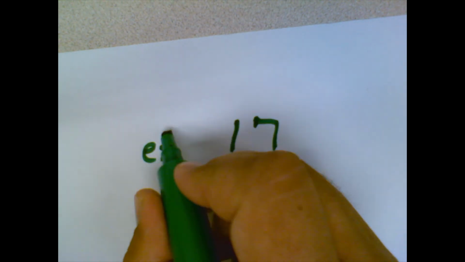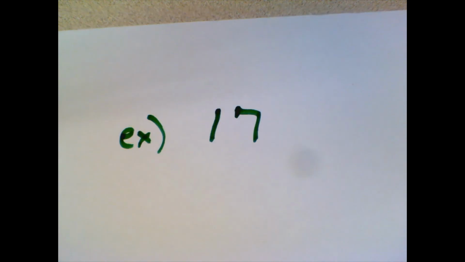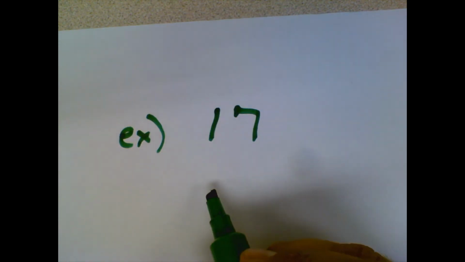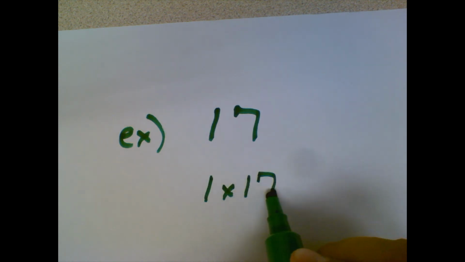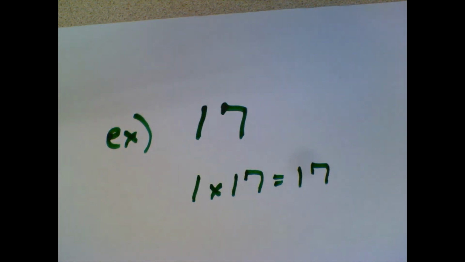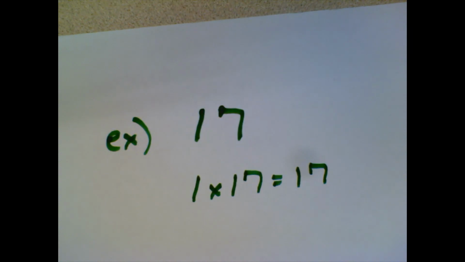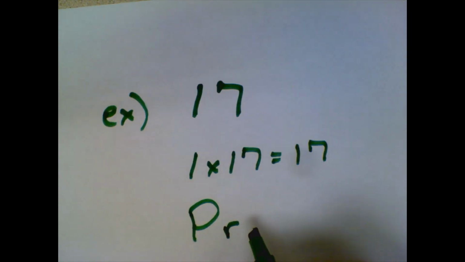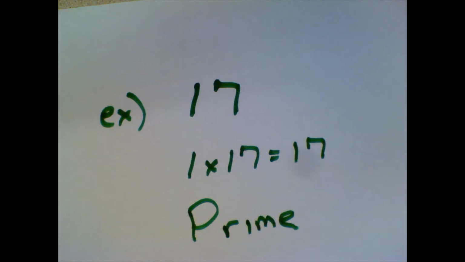However, let's look at the number 17. Can you think of a way to multiply numbers together to come up with 17? Besides 1 times 17, I think you'll probably have a hard time to come up with them. So this would be considered prime. The number 17 is prime because the number 1 and 17 are the only factors.